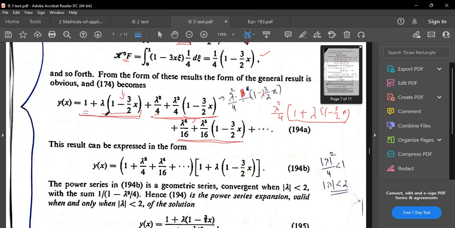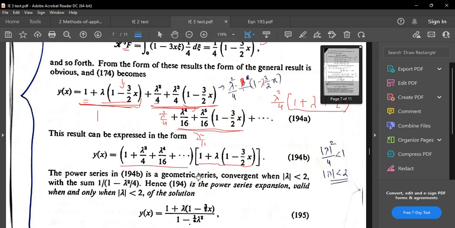So what will we get? We can common out 1 plus lambda into 1 minus 3 by 2 x from this combination of terms. So what is left? Here it is 1 left. Here it is lambda square by 4 left. Here it is lambda raised to 4 by 16 left. Collect these terms.